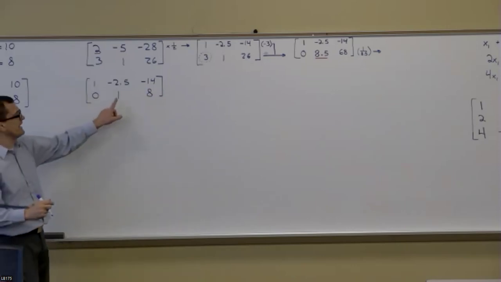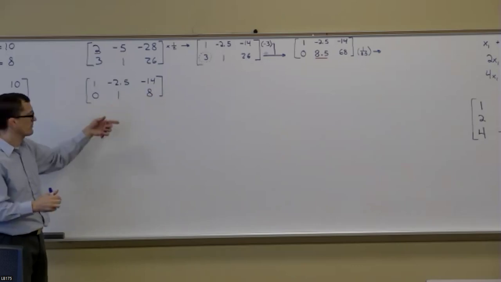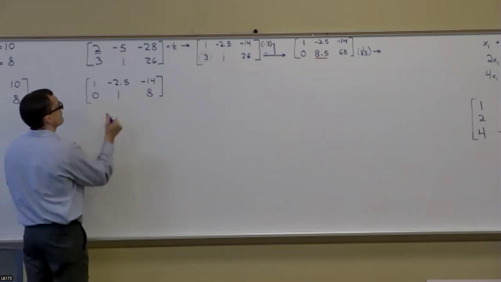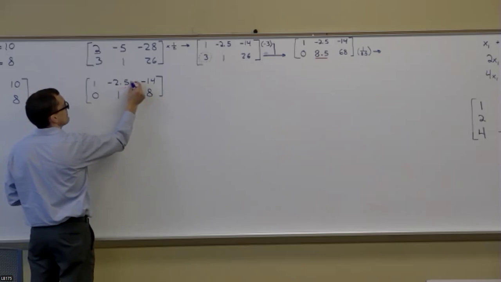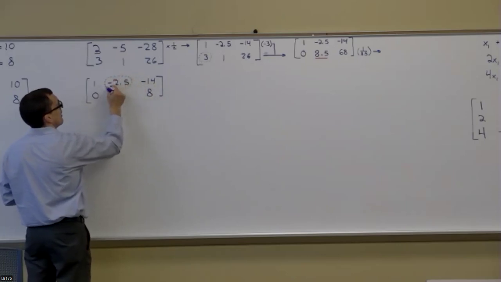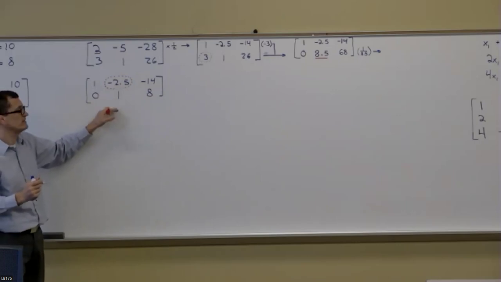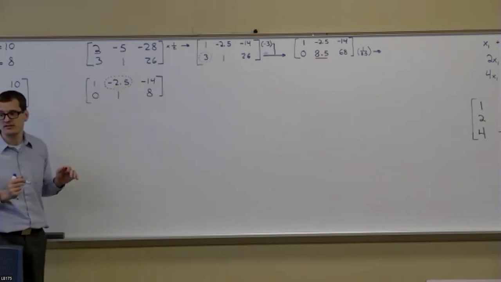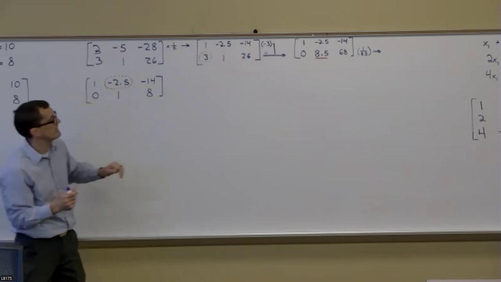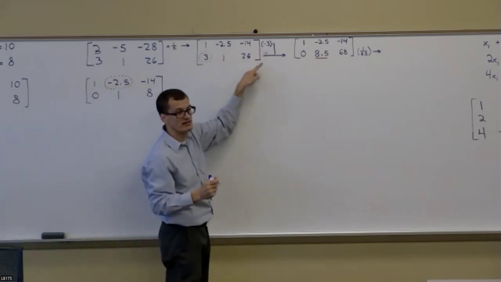So now I've made this second pivot position a 1. And I want to force a 0 above and below it. There's no below, so I only need a 0 above it. And so I'm going to do the same process that I did over here.